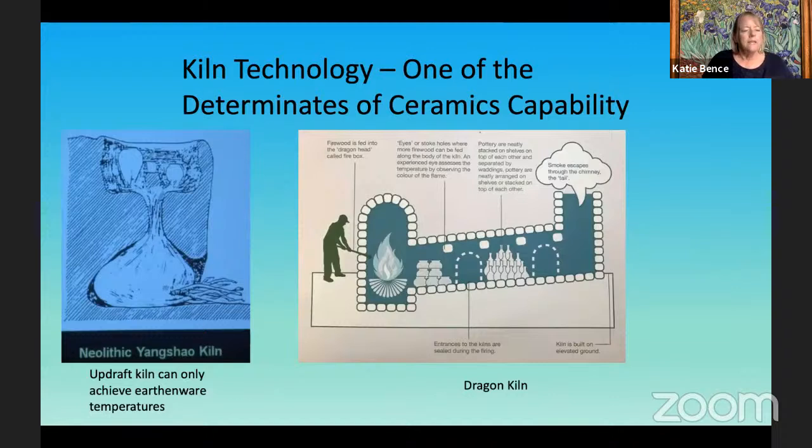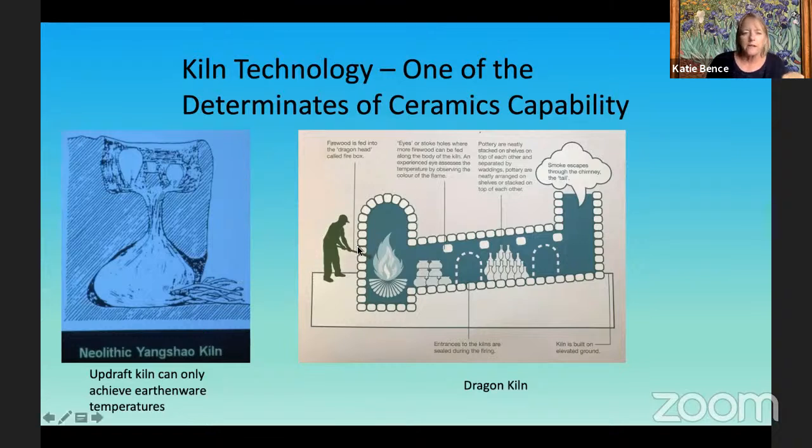So, kiln technology was one of the determinants of ceramics capabilities. In Neolithic kilns, the one on the left here, they had flues directly over the wares, which limited them from achieving high heat. So they could only make earthenwares in those types of kilns. Eventually, they created dragon kilns that could be hundreds of feet long and fire over 20,000 wares at the same time. These kilns had a major firing area at the base.